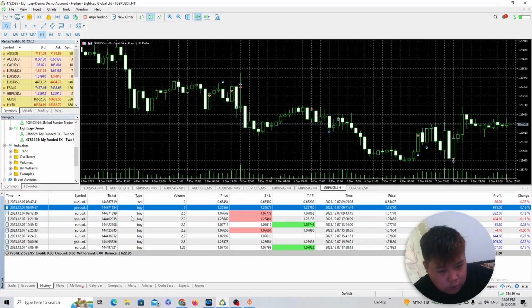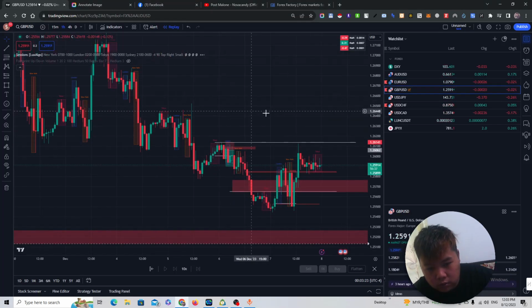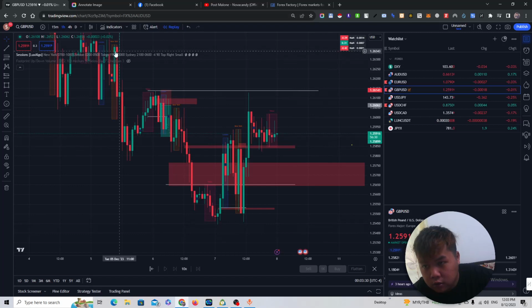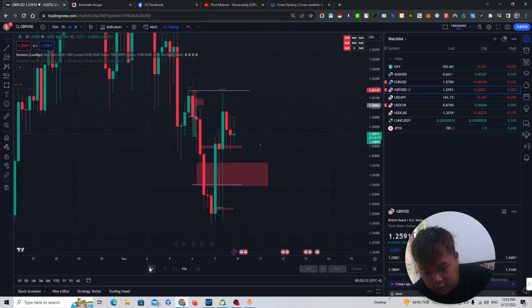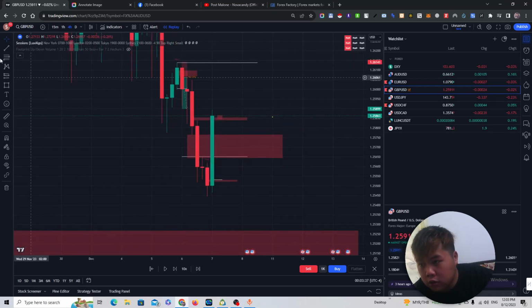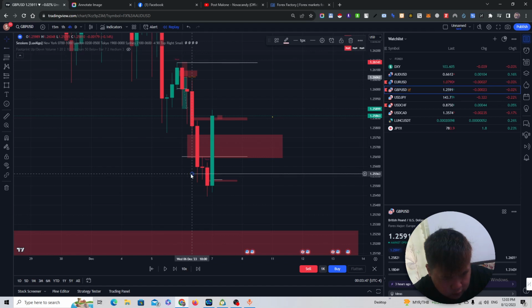Next trade we have a GBP USD buy, 5 lots, right? So let's go to the GU. My buying price was at 1.25563, right? So let's go down to the 4-hour charts. Okay, here, this is my entry point.